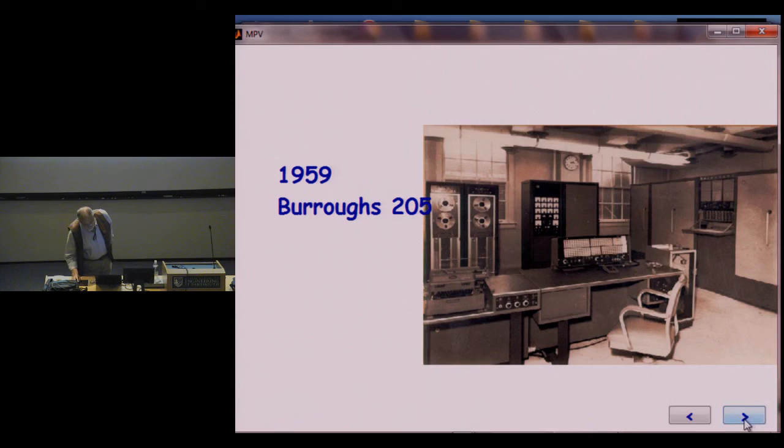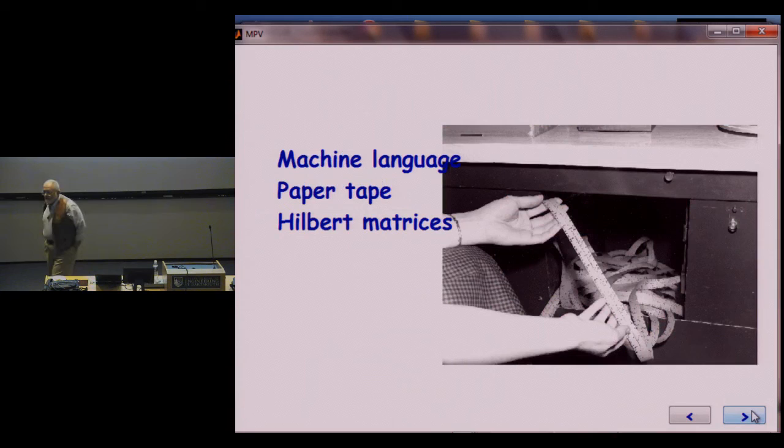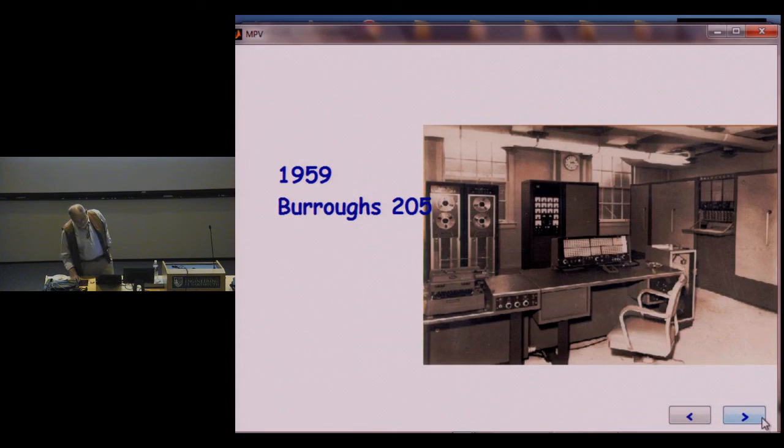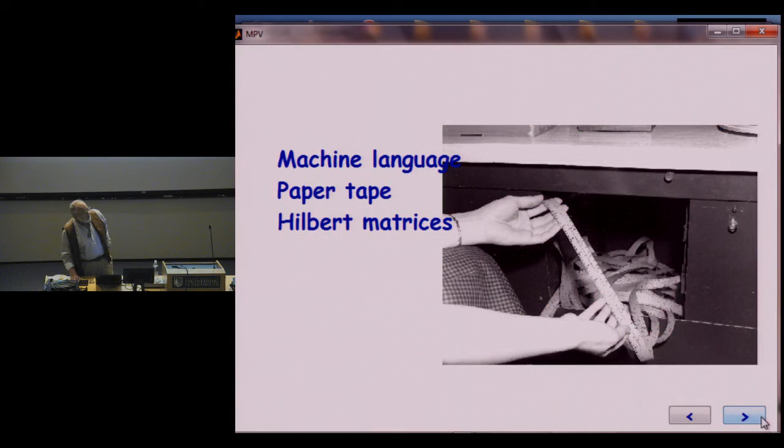We programmed in an absolute numeric machine language, punched our programs on paper tape. This was a personal computer. Only one person could use it at a time. It filled the room, but we'd sign up for time at 2 o'clock in the morning. And I had a project under Todd on computing.